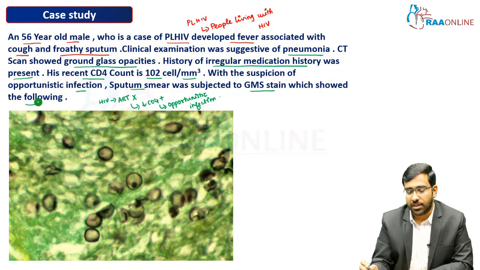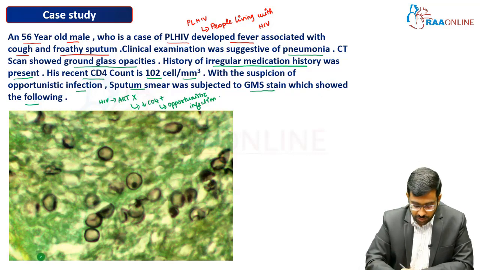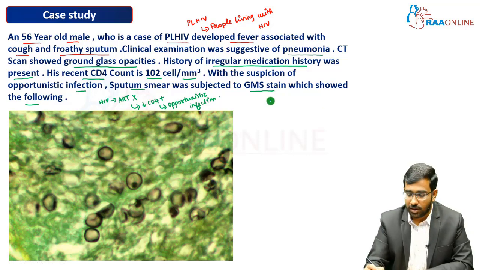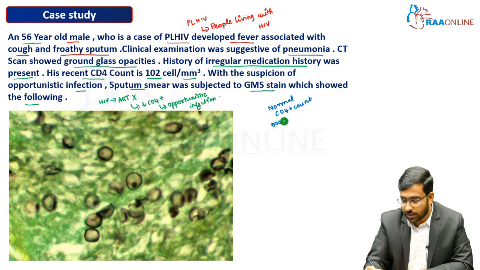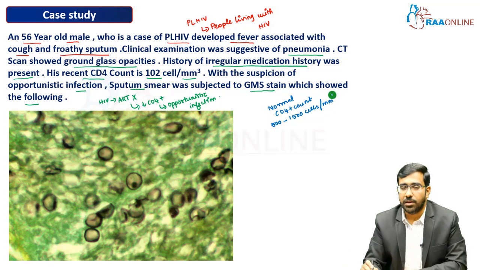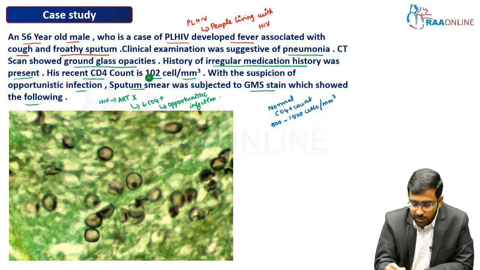Whenever we have a CD4 cell count, we must know the normal CD4 count. So can anyone tell what the normal CD4 count is? It is between 500 to 1500 cells per millimeter cube. Whenever the CD4 count is less than 500, the patient can get various opportunistic infections. Here the cell count is 102, which is very low.